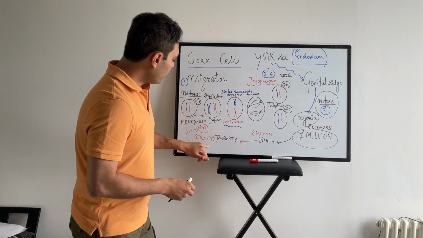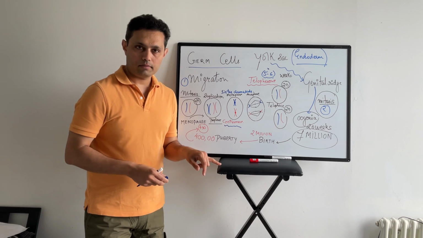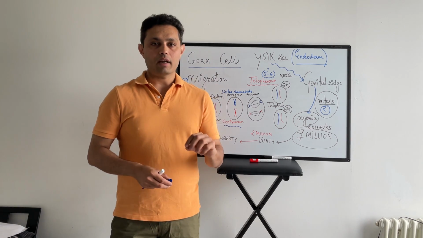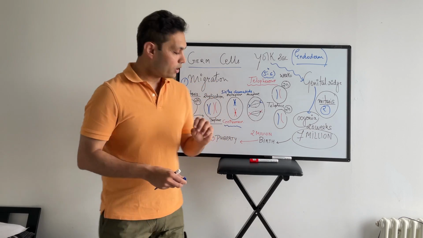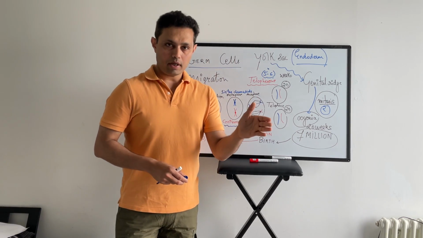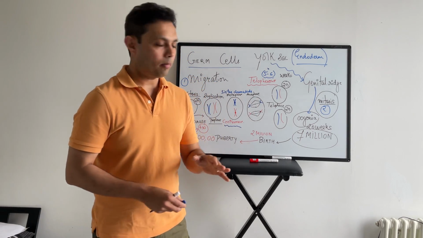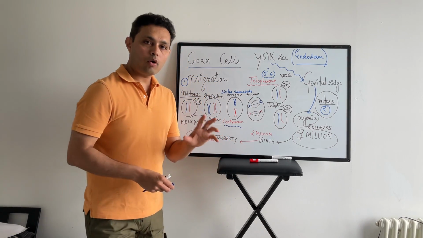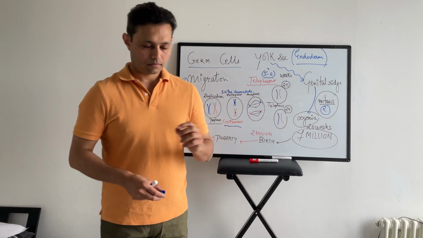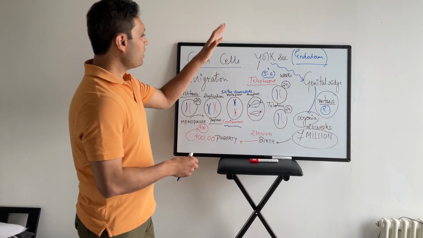That will reduce further to 400,000 at puberty. And after that, with every cycle, when the egg is released, if you count that from the menarche, the first period, until the time the female stops her period, which is known as menopause, it will be roughly around 400 eggs that will be released, one per cycle, not 400 per cycle. So this is the entire process.